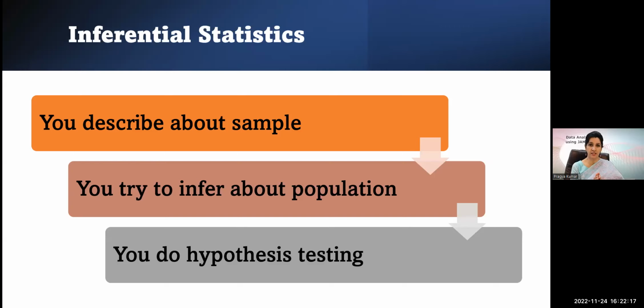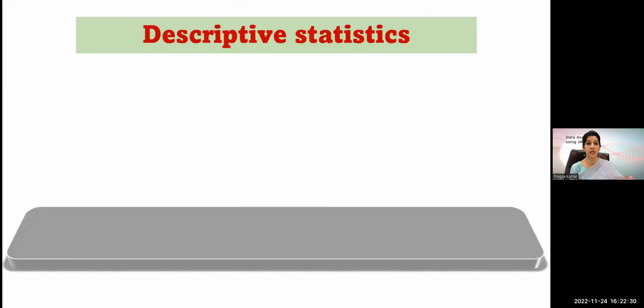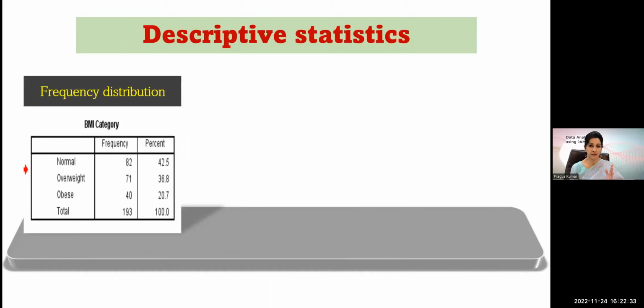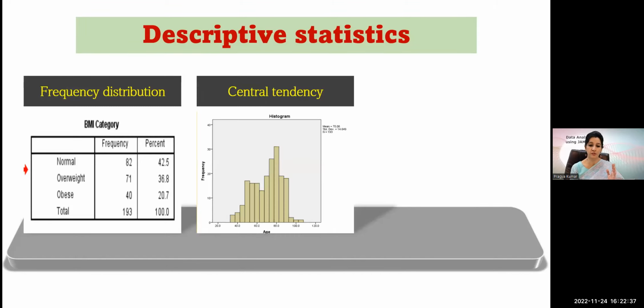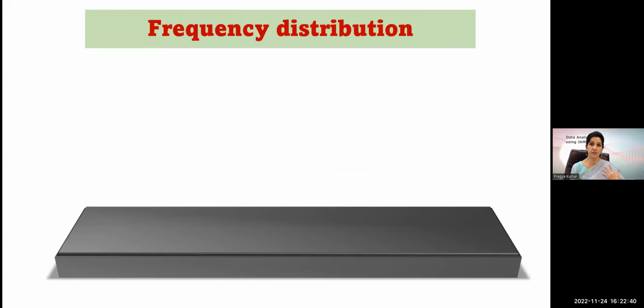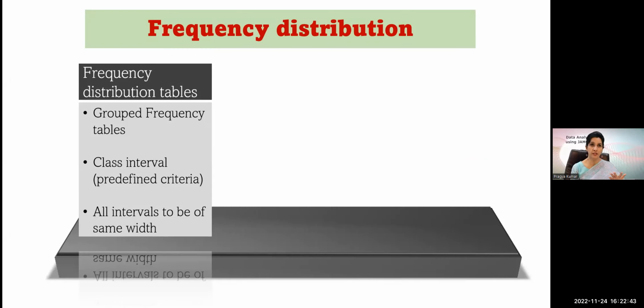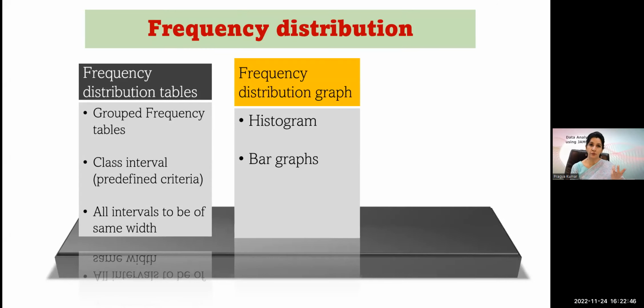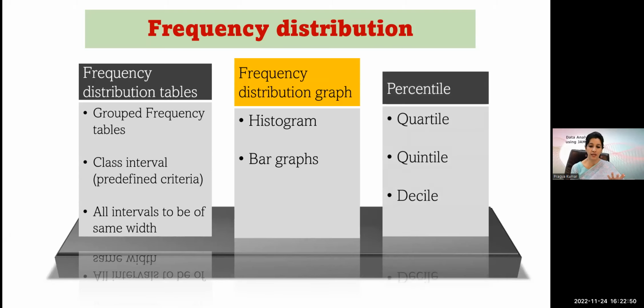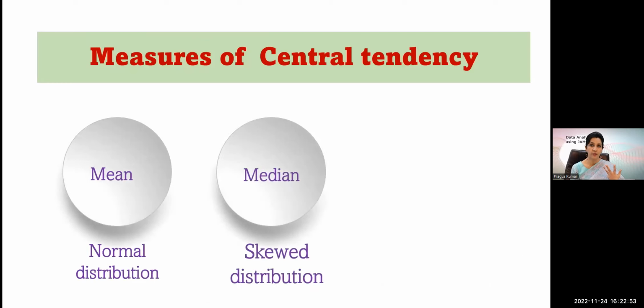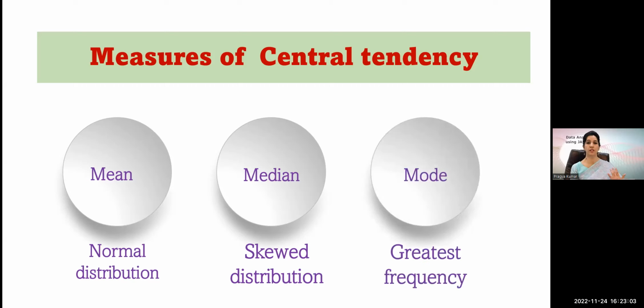Coming to inferential statistics, again to summarize, in this case, you describe the sample, you infer about the population from the sample, and you do hypothesis testing, which you don't do in the case of descriptive statistics. So we have again done, it's just a repetition: the frequency distribution, the central tendency, and then we measure the variability. Frequency distribution is where you make the frequency table and you give the graph also. So we'll see the histogram and bar diagram, and we give the percentile also. Measurement of central tendency is mean, median, and mode. We all know that if the data is normally distributed, we take the mean. If it is skewed, we take the median, and mode is the greatest frequency.